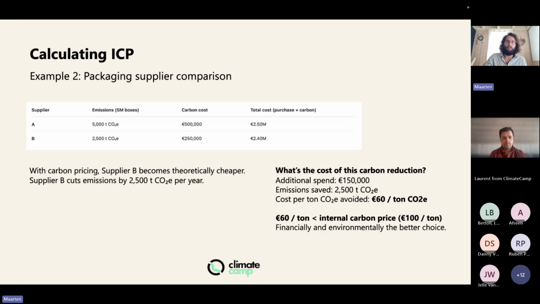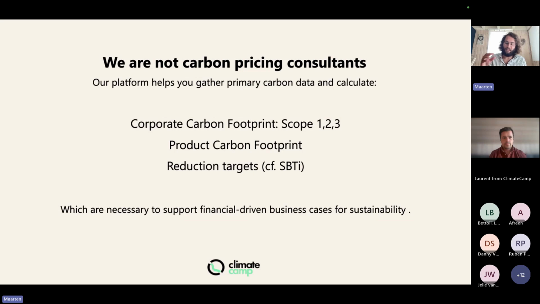Then we'll move on to the final slide of this presentation, and something I really want to focus on. We are not carbon pricing consultants. We do not specialize in placing carbon pricing within organizations, but our platform helps you gather the primary carbon data, especially for the supply chain. As we mentioned before, this primary data, for procurement for example, goes into PCFs to make these decisions. And we help you calculate corporate carbon footprint, scope 1, 2, 3, product carbon footprint, as well as reduction targets, let's say SBTi or similar. And these are necessary to support these financially driven business cases for sustainability.